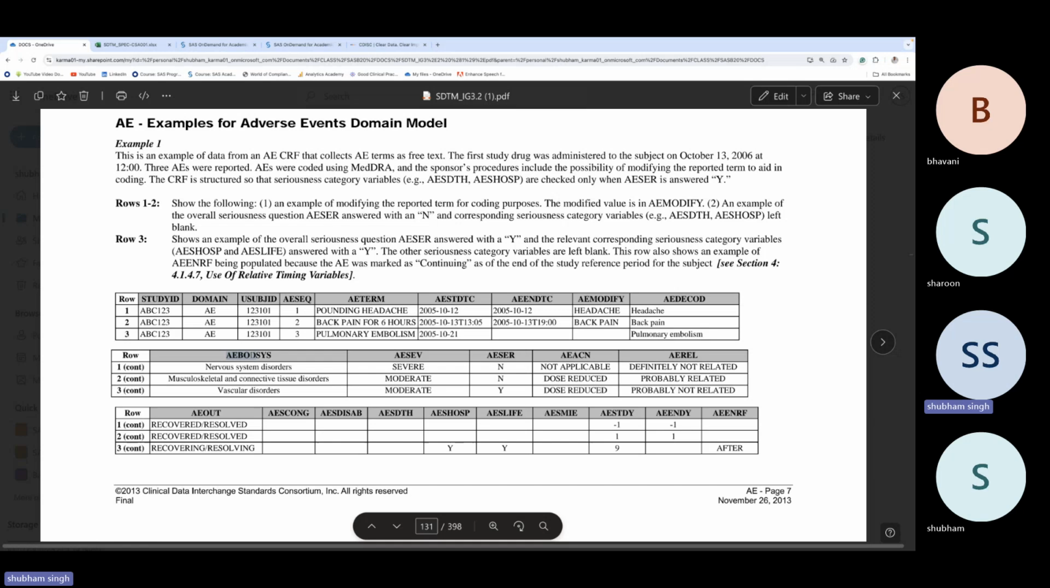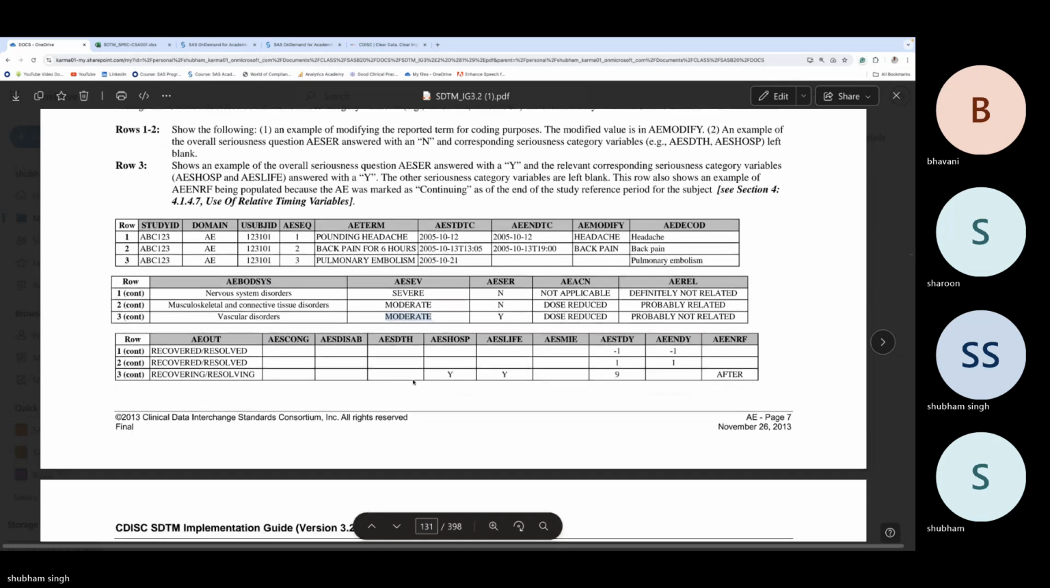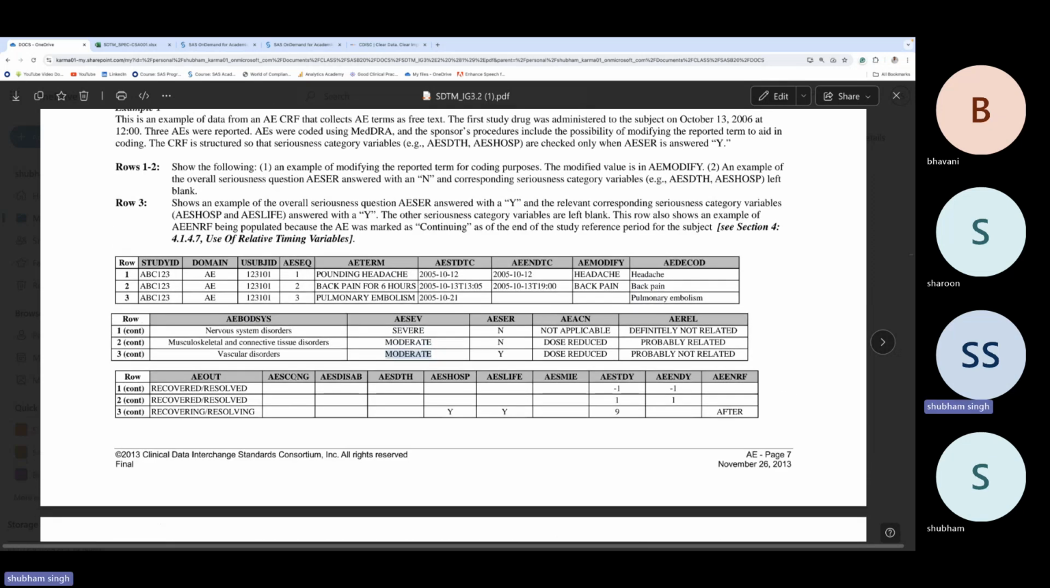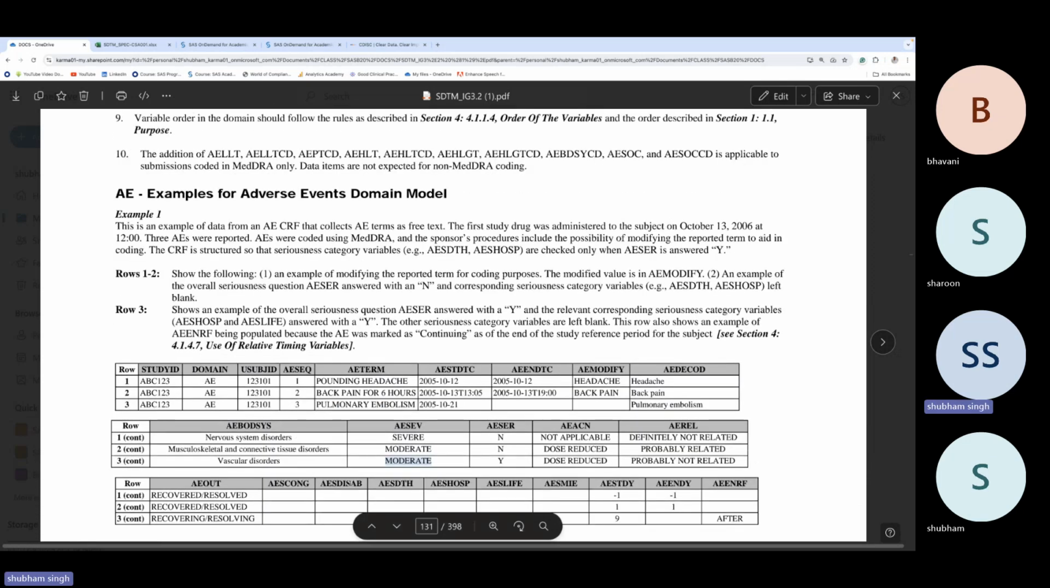And AE body system, like which system organ this is related to. So nervous system disorder, vascular disorder, musculoskeletal and connective tissue disorder. What is the severity? So severity of this event. It was severe. It was moderate for this subject. For this subject also moderate. So you can see if you try to understand your data in this way, you can relate more.